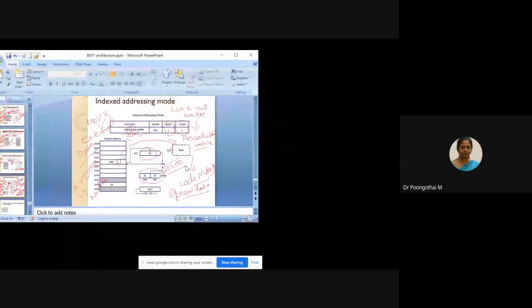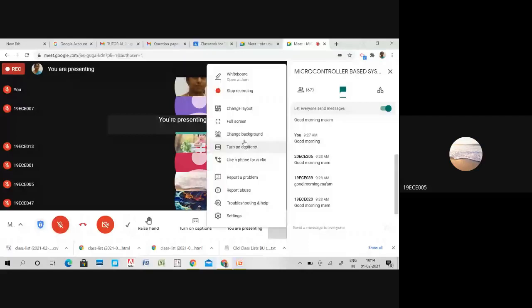The next class we will do some examples related to addressing modes. Any other doubts? No, ma'am. Shall we wind up? Yes, ma'am. Okay, thank you. Thank you, ma'am.